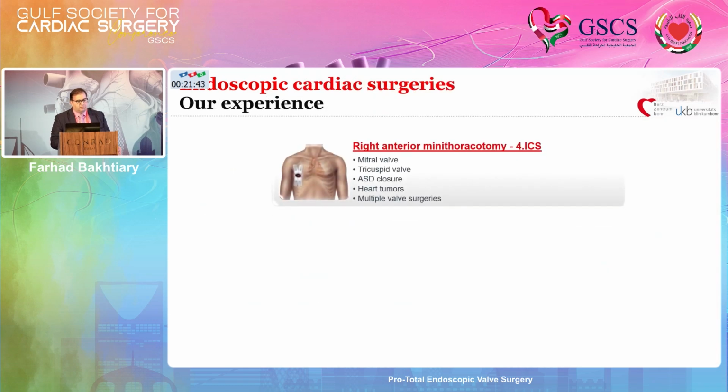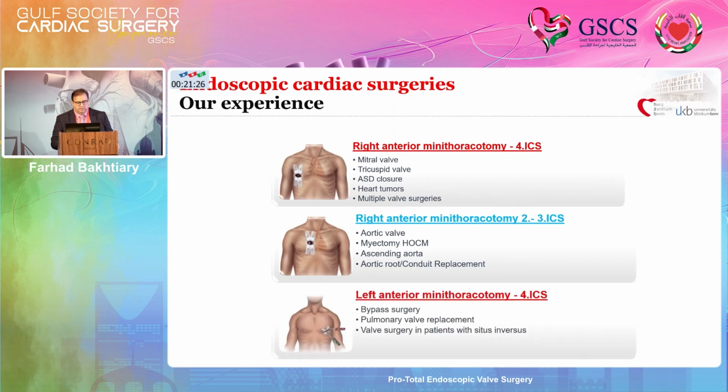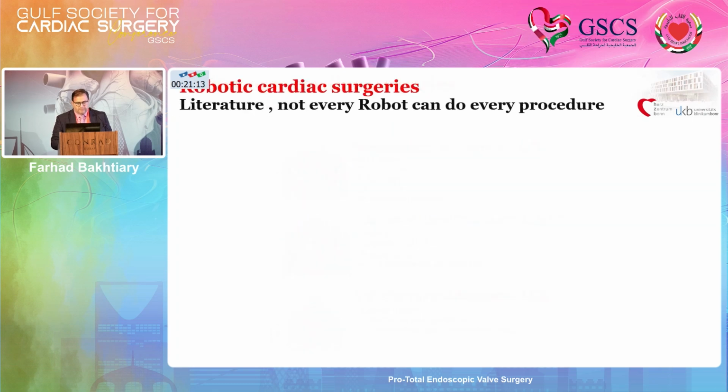In our experience, you can actually do, through a right anterior mini thoracotomy, mitral and tricuspid valve surgery, ASDs, multi-valve surgeries, and also very complex cases of aortic root, ascending aorta, HOCM and aortic valve, and also very rare pathologies like situs inversus, pulmonary valve replacement, and multi-valve surgery through a left mini thoracotomy.